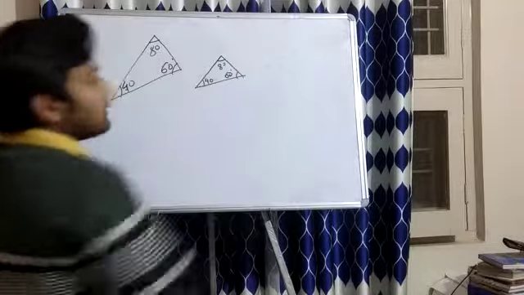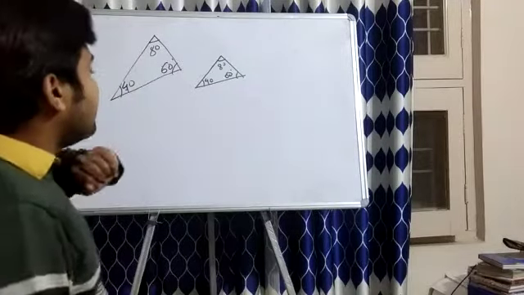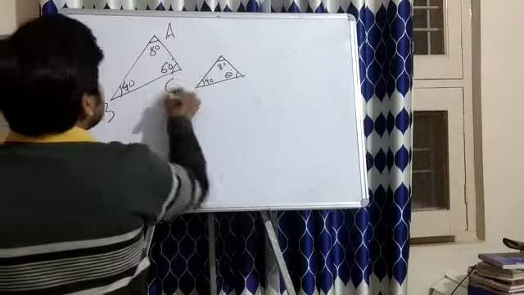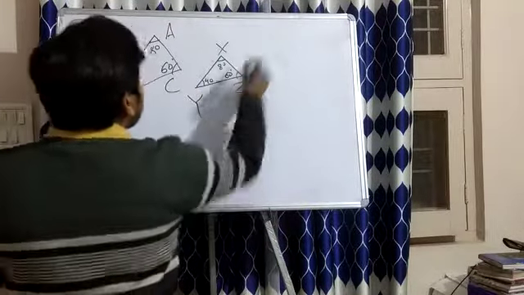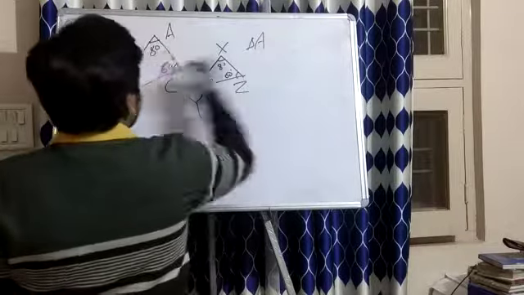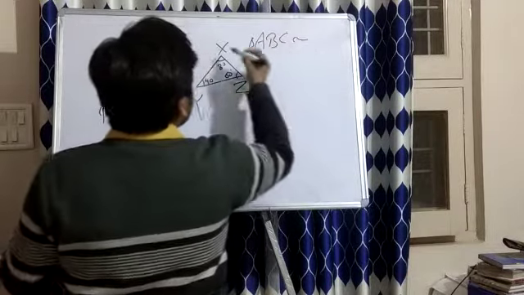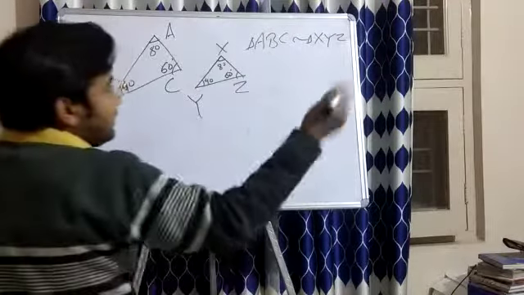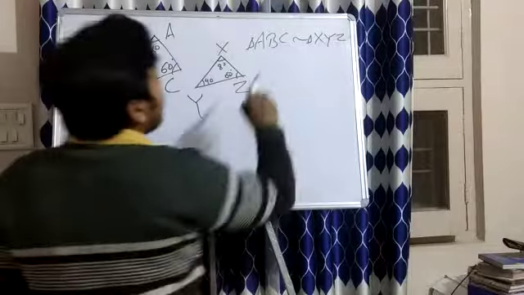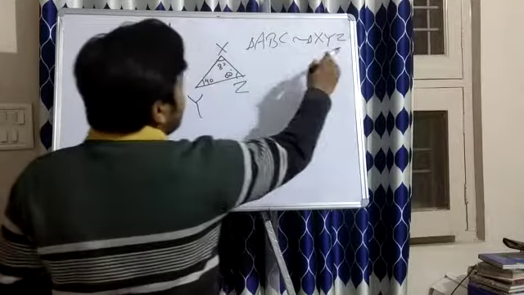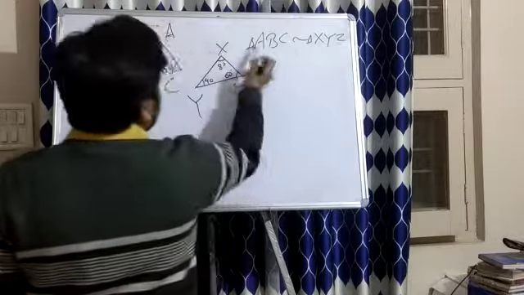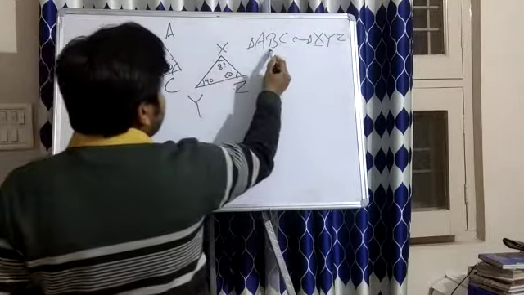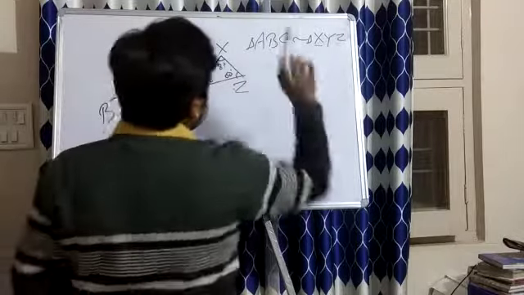Now we know from our last video that these two triangles are similar. Why? Because the corresponding angles are equal. Let us label them as ABC and XYZ. We know that triangle ABC is similar to triangle XYZ because their corresponding angles are equal, and you have to be very alert while writing this order of the triangles. Why? Because A corresponds to X. Similarly, B corresponds to Y, and C corresponds to Z.